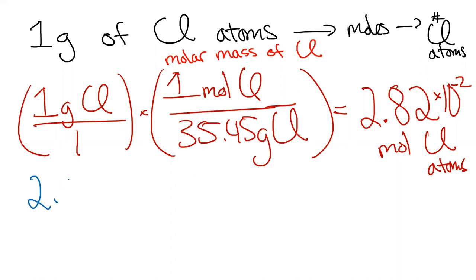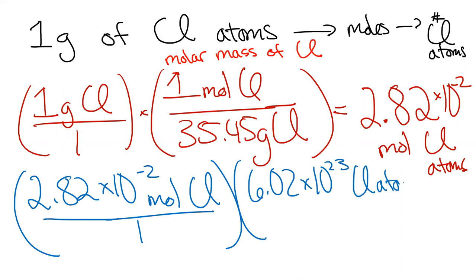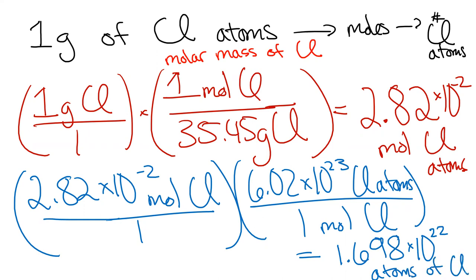So then, of course, if we've got 2.82 times 10 to the minus 2 moles of chlorine atoms, we can then use 6.02 times 10 to the 23rd chlorine atoms per 1 mole of chlorine. Plug that in and just multiply it by 6.02 times 10 to the 23rd. And you'll get 1.698 times 10 to the 22nd chlorine atoms. Good so far? Okay. Is it okay if I move forward?